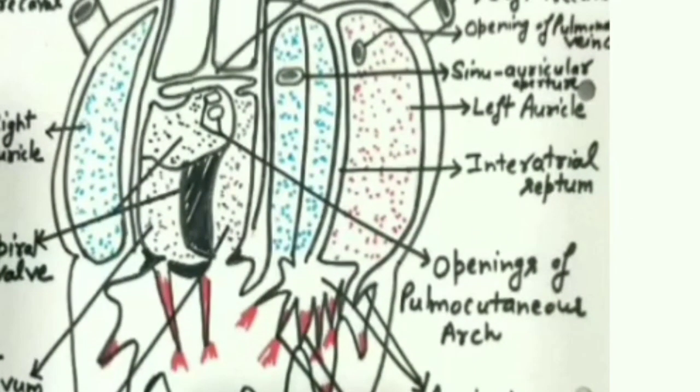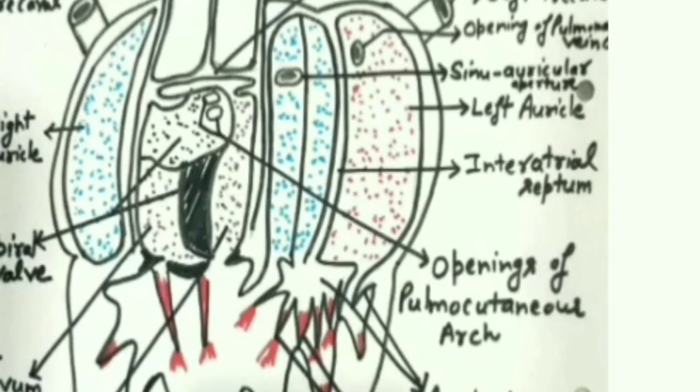Okay, now you see Truncus Arteriosus. It starts from the ventricle, and just at the origin it bears three semilunar valves. There are three semilunar valves just at the base of Truncus Arteriosus, which separate it from the ventricle. These semilunar valves permit the blood to flow from the ventricle into the truncus, and prevent the backflow also.